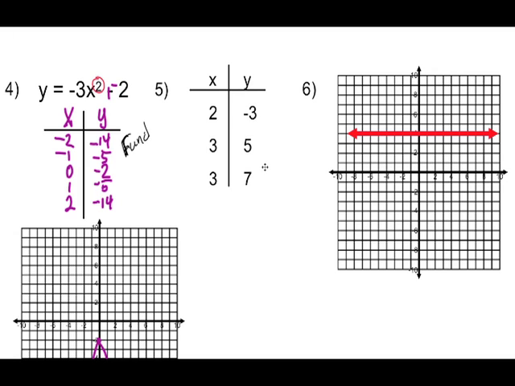Okay, number 5. Well, we notice that we have the x's twice. So that's a problem because our definition is every x has to give you a unique y, but we notice that our y's are different, so it doesn't in this case. So this is not a function. So we don't have to worry about whether it's a line or not because it's not a function.